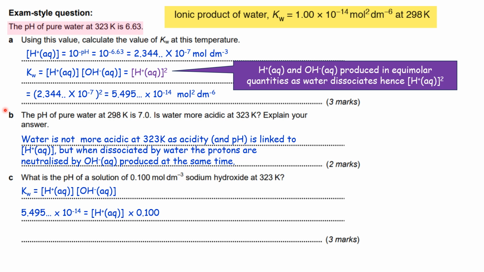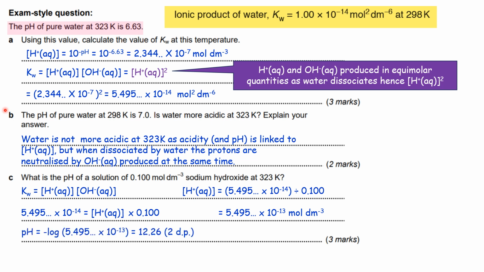So they want the pH of a solution of 0.1 mol dm⁻³ sodium hydroxide at 323 Kelvin in part C. Again, we write out Kw and we put in what we know. We know the concentration of OH- because the question told us. We know the Kw value at 323 Kelvin because we've just worked it out in part A. So all you have to do is rearrange so that H+ concentration is the subject. That gives us 5.495 times 10 to the minus 13 mol dm⁻³. You just plug that into pH equals minus log H+, and that gives us 12.26 to 2 decimal places.